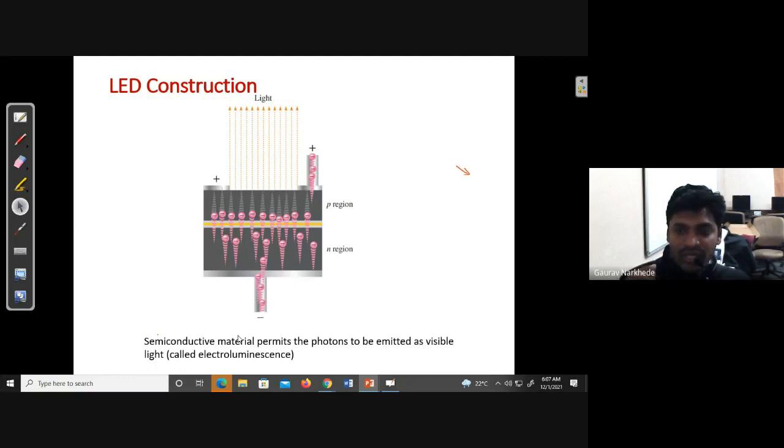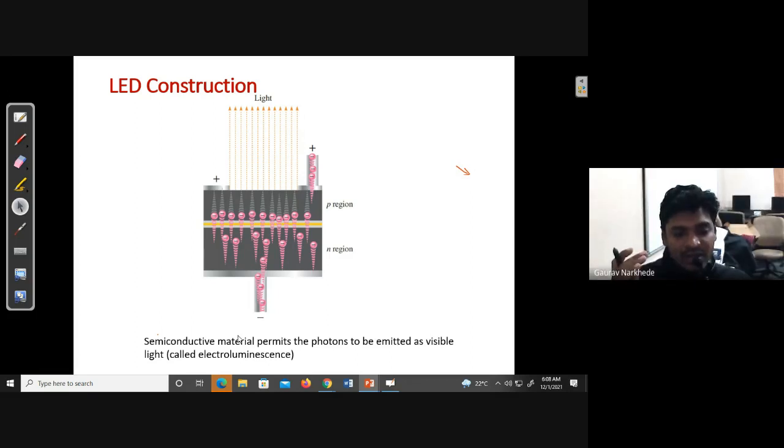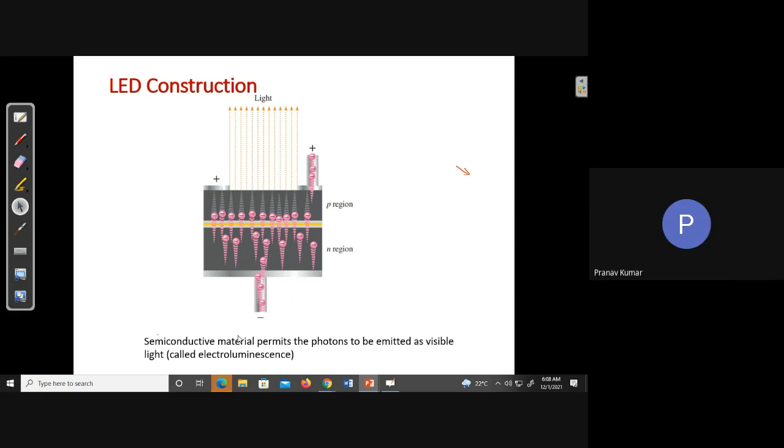So in a normal diode the energy is dissipated in the form of heat, but in an LED the energy is dissipated in the form of light. Whenever the electron changes its state, maybe from valence band to conduction band, when this transition happens, that electron will release some energy, correct?